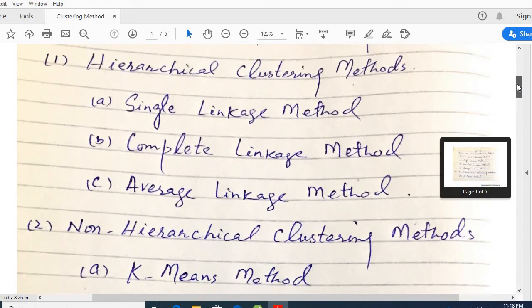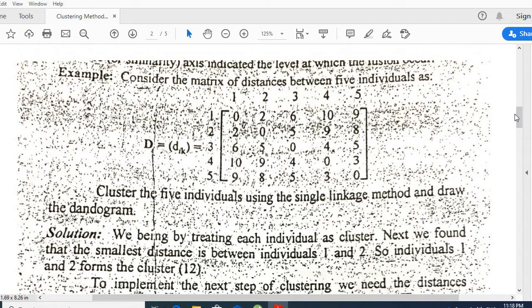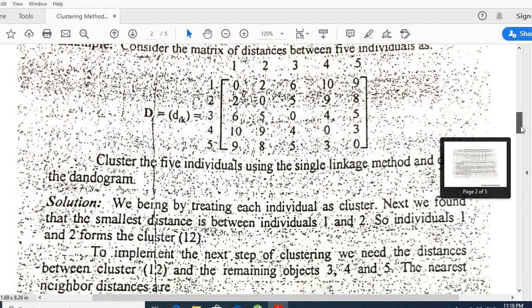Now I come to the detail of the single linkage method and complete linkage method. Here I shared an example where the five individuals have the distance matrix. The distance between 1 and 2 is 2, between 1 and 3 the distance is 6, and between 1 and 4 the distance is 10. Similarly, the other distances between the individuals are given below. Now we have to cluster these individuals. We have to make clusters.